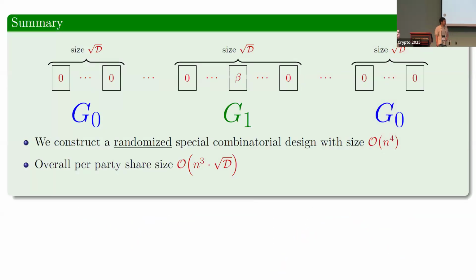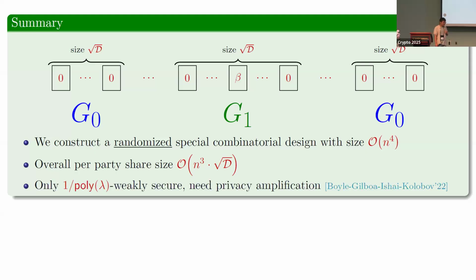So let me sum up our construction in the bigger picture. We take the BGI template, abstract this special combinatorial design, and give a special randomized combinatorial design where the total size is order of n to the 4th. Per party, the share size is going to be n cubed. And you repeat this root d many times, so that's why the DPF share size is n cubed times root d.